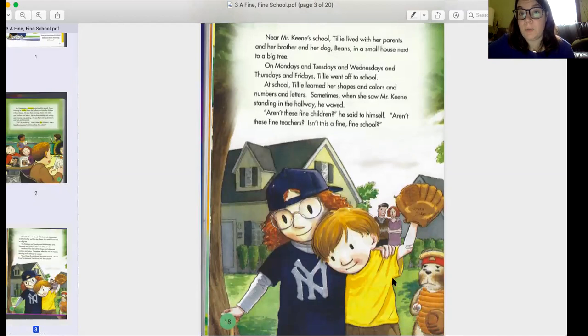Near Mr. Keene's school, Tilly lived with her parents and her brother and her dog, Beans, in a small house next to a big tree. On Mondays and Tuesdays and Wednesdays and Thursdays and Fridays, Tilly went off to school. At school, Tilly learned her shapes and colors and numbers and letters. Sometimes when she saw Mr. Keene standing in the hallway, he waved. "Aren't these fine children?" he said to himself. "Aren't these fine teachers? Isn't this a fine, fine school?"